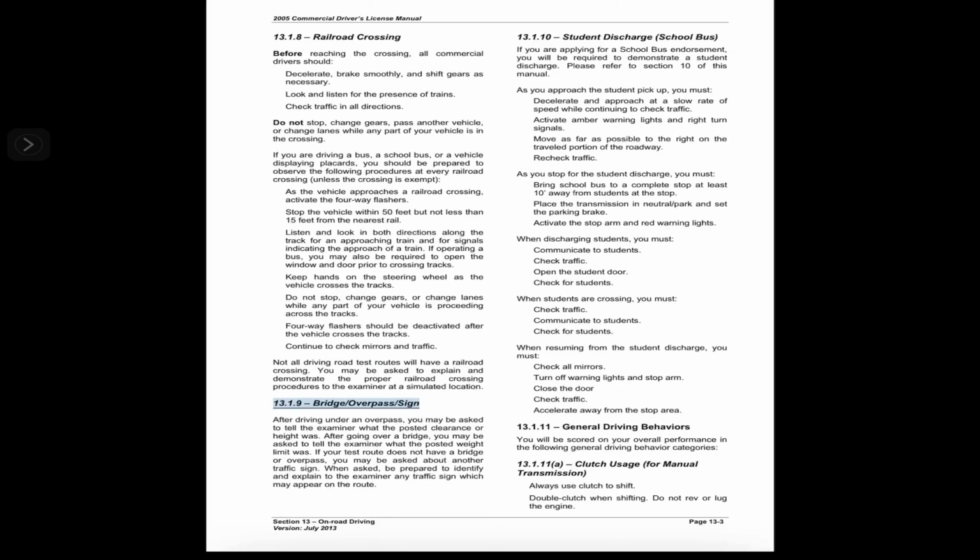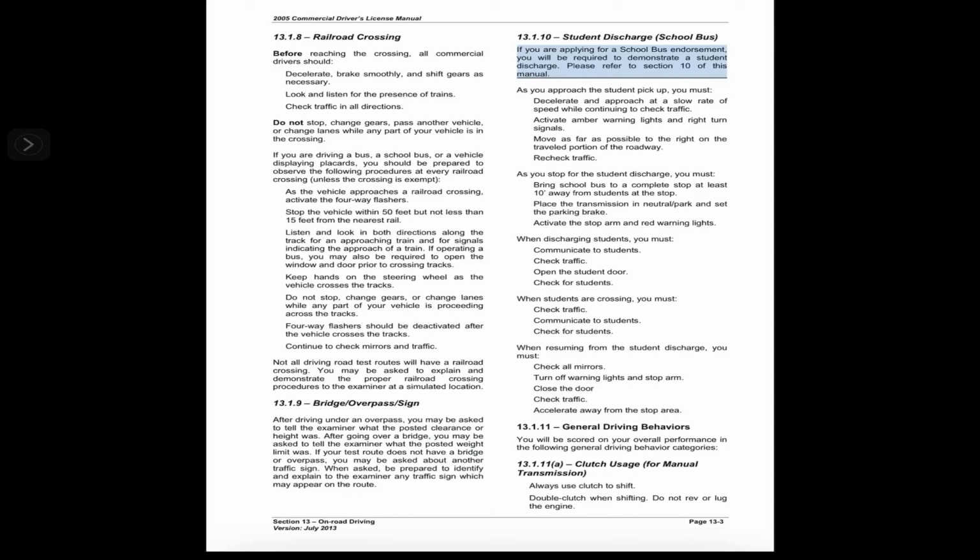13.19 Bridge, overpass sign. After driving under an overpass, you may be asked to tell the examiner what the posted clearance or height was. After going over a bridge, you may be asked to tell the examiner what the posted weight limit was. If your test route does not have a bridge or overpass, you may be asked about another traffic sign. When asked, be prepared to identify and explain to the examiner any traffic sign which may appear on the route.